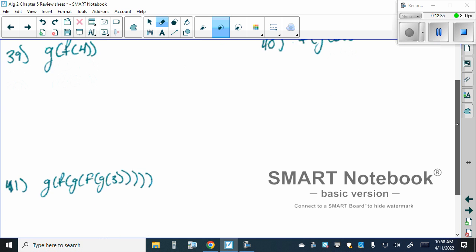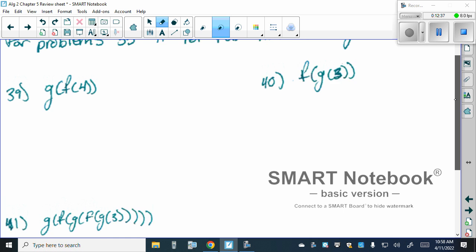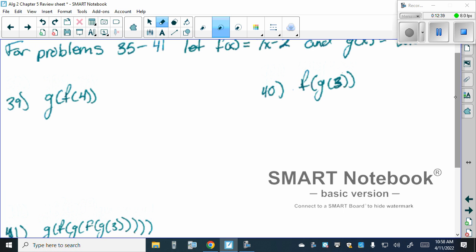So you want to look at 39? So 39. So we're going to start from the inside out. So the farthest inside we have is f of 4, yes? So we're going to plug 4 into f of x. And if we do that, we would have 7 times 4 minus 2.